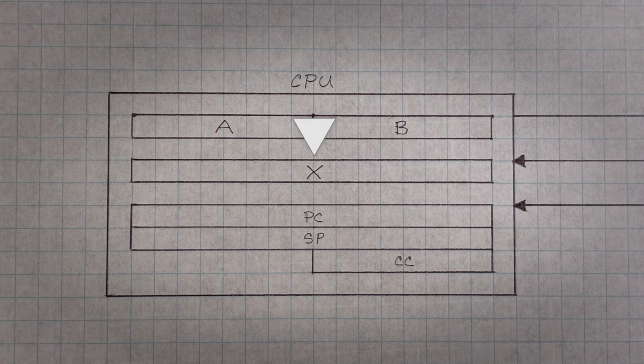There's a 2-byte register called X, which is useful for pointing to locations in memory and moving address values from one place to another. And lastly, there are 3 specialized registers we'll learn more about in a future video: the program counter, the stack pointer, and the condition codes register.